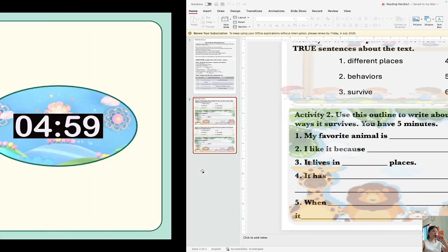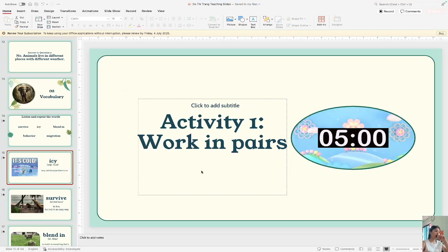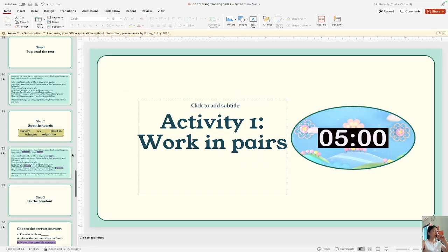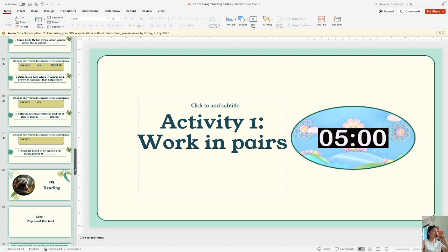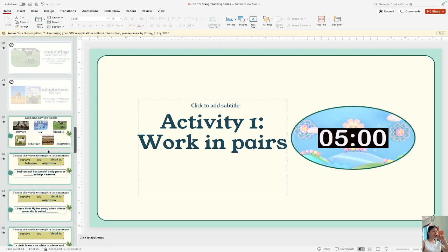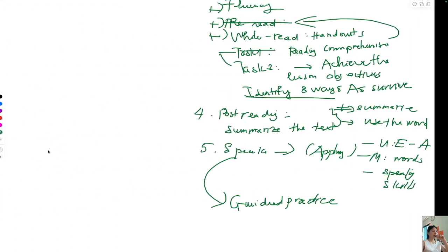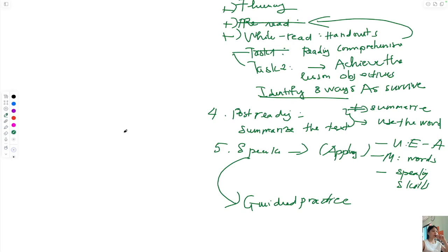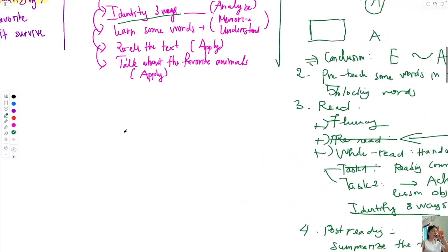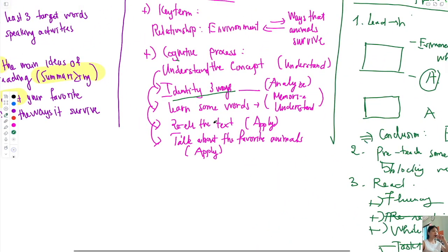To wrap up, let's say I achieved the vocabulary, and I let them understand the relationship between environment and animals. But I didn't achieve the speaking activity or summarizing.